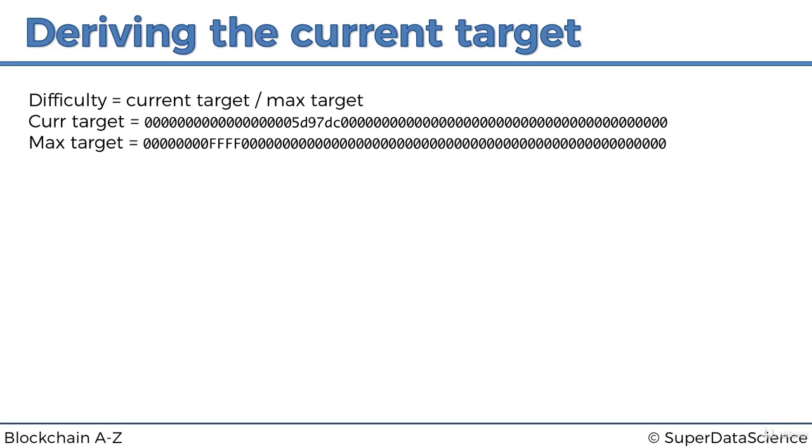We talked about this in the difficulty tutorial, how difficulty is related to target. Difficulty is the current target divided by the max target. Here we can see that the current target has that many leading zeros and that number over there, and then the max target has that number there and that many leading zeros.